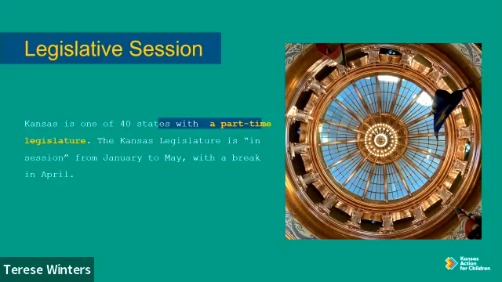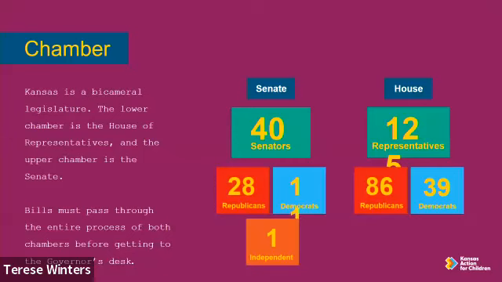Kansas is one of most states with a part-time legislature, so we're in session generally from January to May. Sometimes we end a little early and sometimes we go into June, and there's a bit of a break in April. We are also bicameral, so we've got the upper chamber, which is the Senate, and the lower chamber, which is the House, and bills have to go through the entire bill process in both chambers in order to get to the governor's desk. And as you can see, Republicans have a majority in both the House and the Senate, and we have one independent in the state legislature.